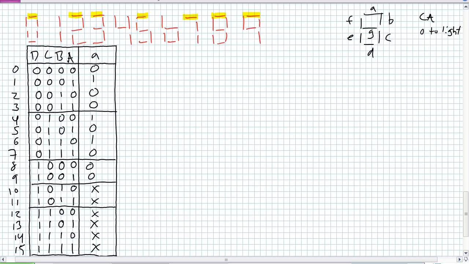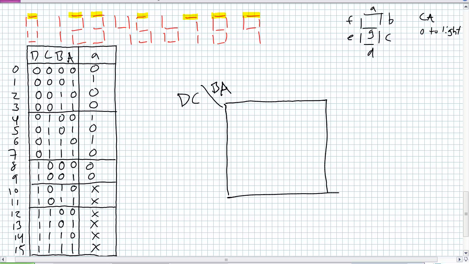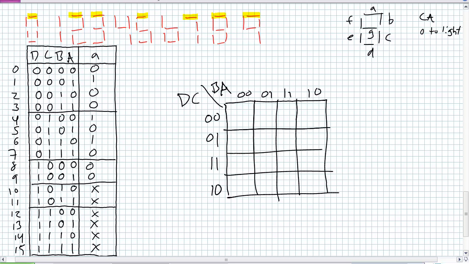Put it in a K-map. And what I'm going to say is put those don't cares in there. And I'm going to show you something totally cool. Here's my K-map: D, C, B, A, 0, 0, 0, 1, 1, 1, 1, 0. Same thing. Take the truth table, put it in the K-map. It should look something like this. Put those don't cares in there too.